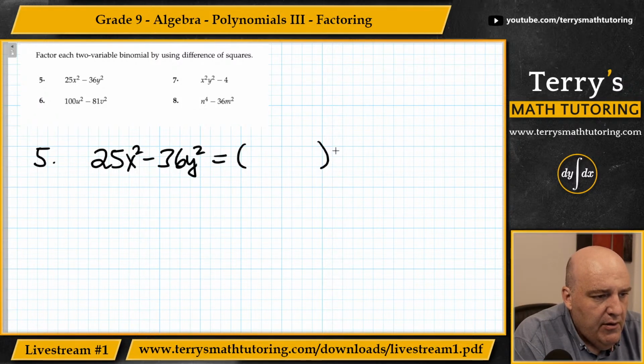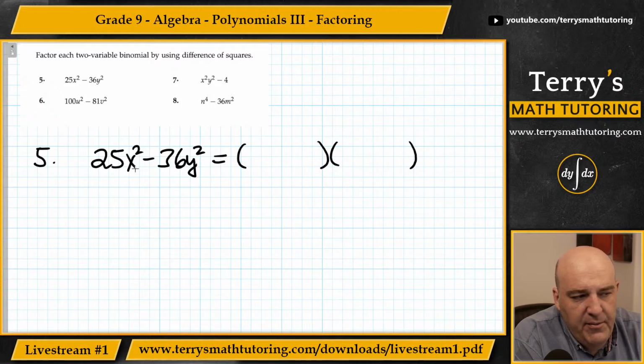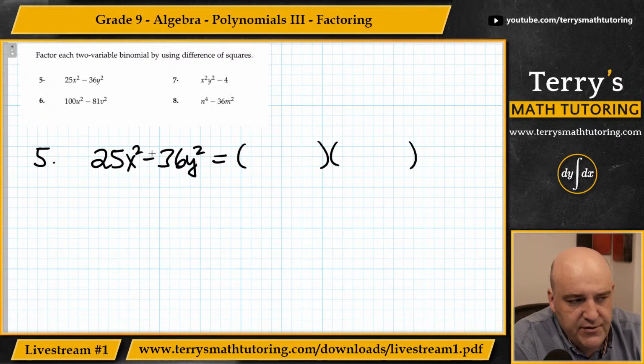First of all, remember, we should always look for a common factor first. There is no common factor here. 25 and 36, the only factor that's common is 1, which means there is no common factor. And there's no variable like x or y that's in both. So we cannot use common factor here. In the next set of 4, which will be the last 4 we do today, there will be a common factor, but not on these ones.